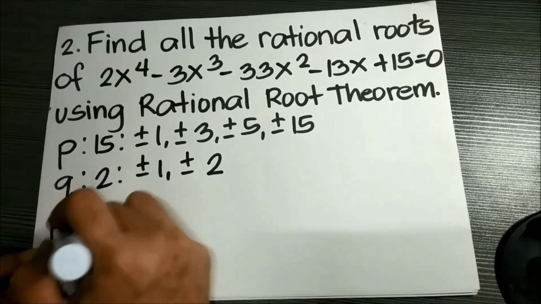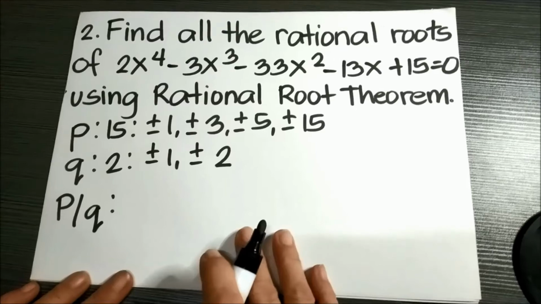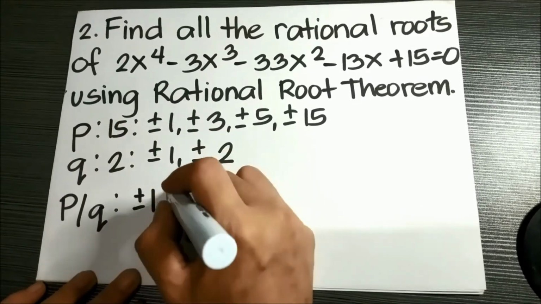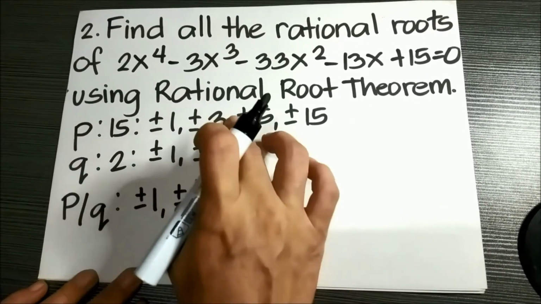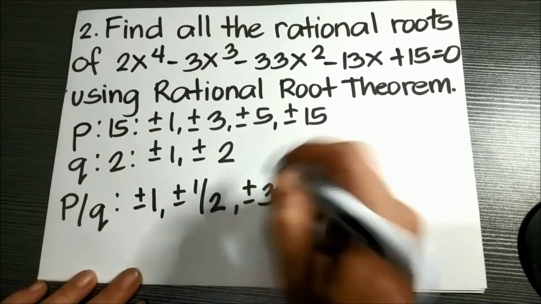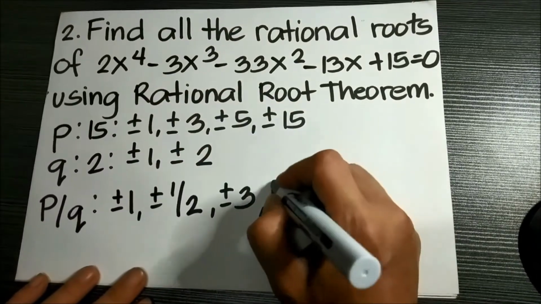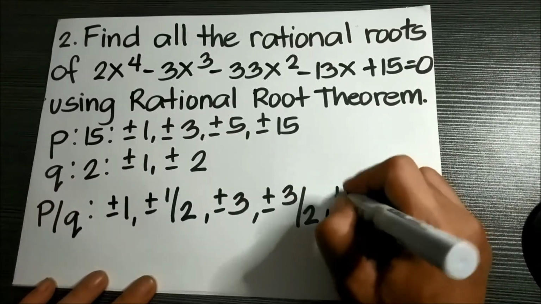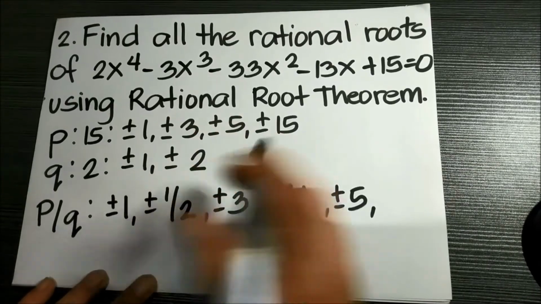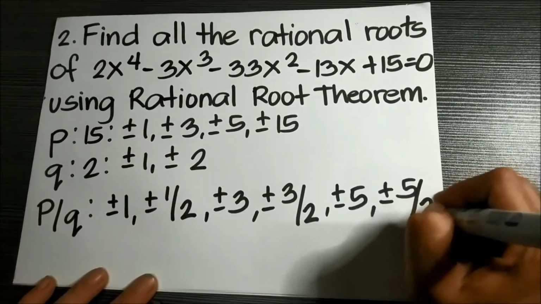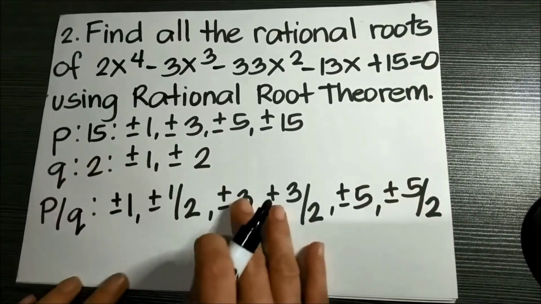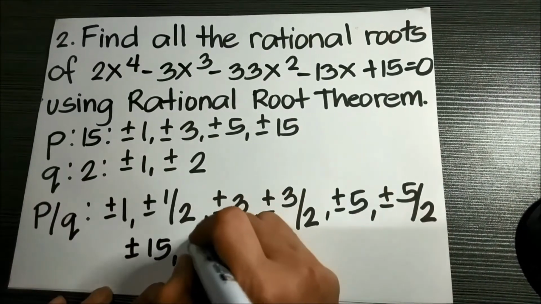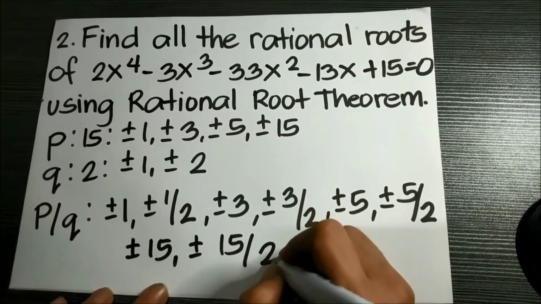Now, what is our possible divisor? So, you have, start with 1, positive negative 1, positive negative 1 half, positive negative 3. Then, you have 3 over 2. Then, proceed with 5. 5 divided by 1 is 5. 5 divided by 2 is 5 halves. And the last one, 15 divided by 1 is plus minus 15. And 15 divided by 2 is plus minus 15 over 2.